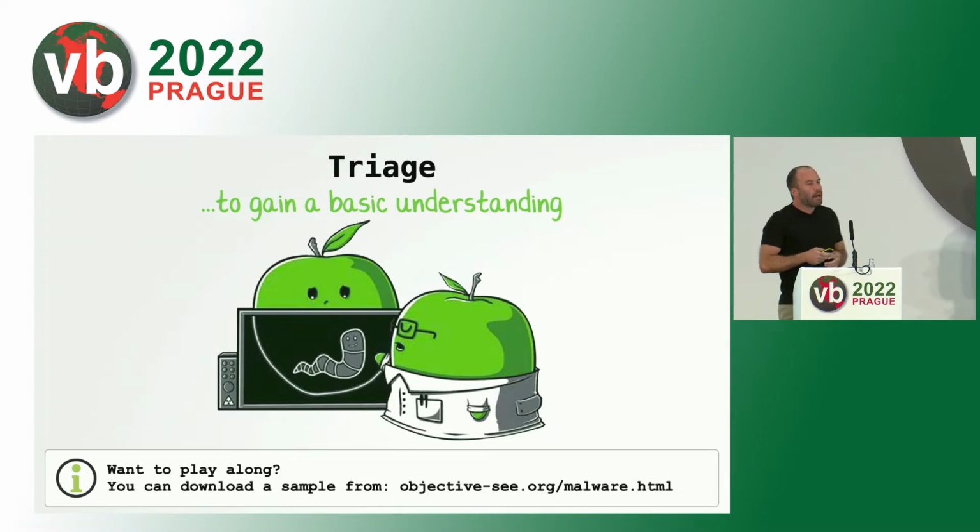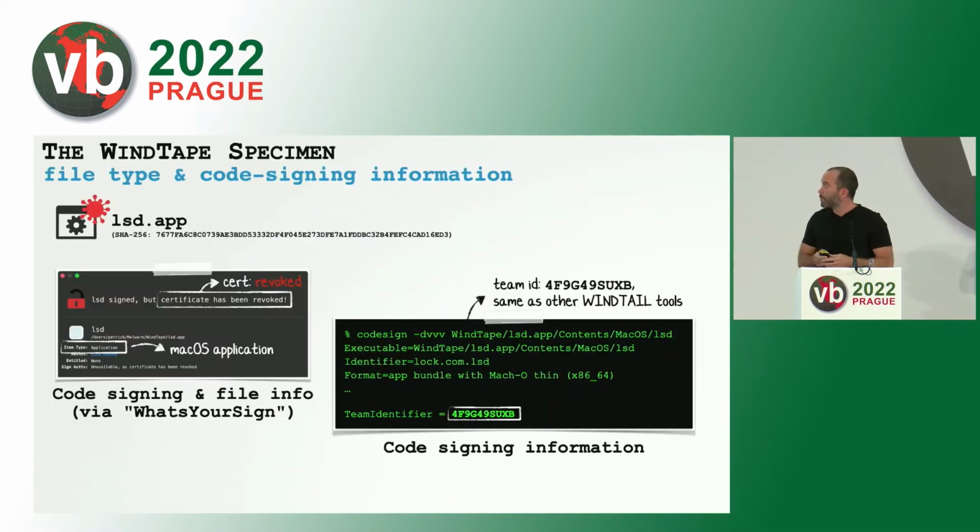Now, whenever I'm analyzing a new piece of malware, I always like to begin with a triage. This is a good idea to give us a basic understanding of the sample, but then it will also guide the more in-depth comprehensive analysis. Also worth pointing out, if you want to play along with this at home, I've uploaded the sample to Objective-C's public Mac malware repository. So grab the sample from there.